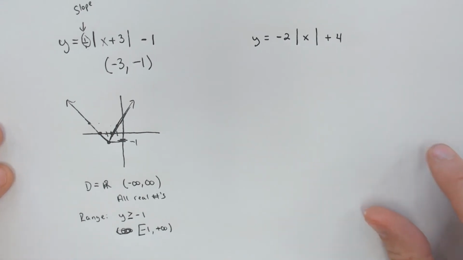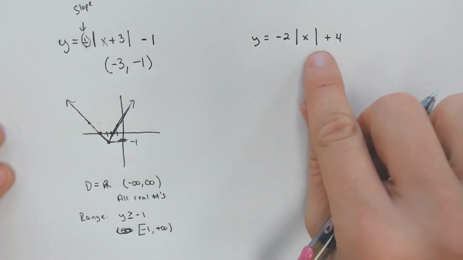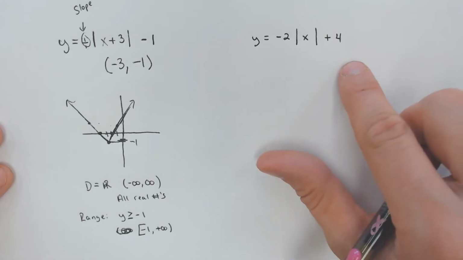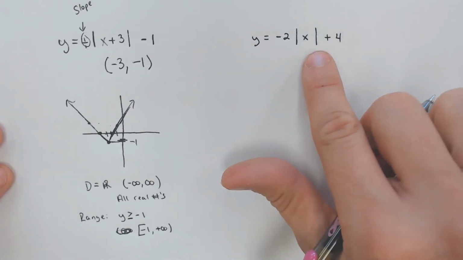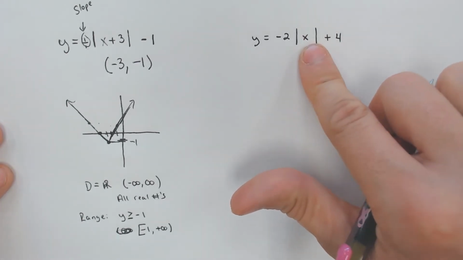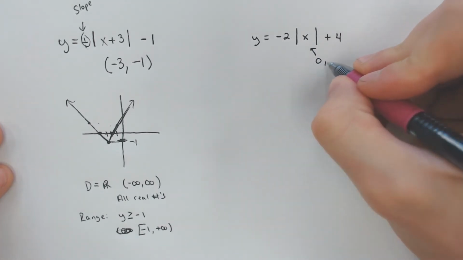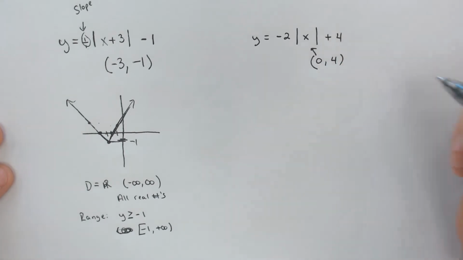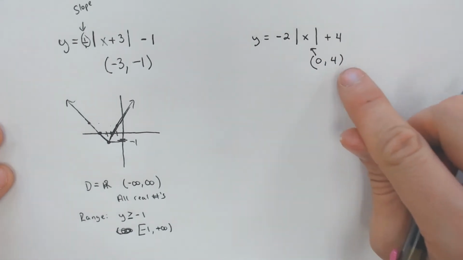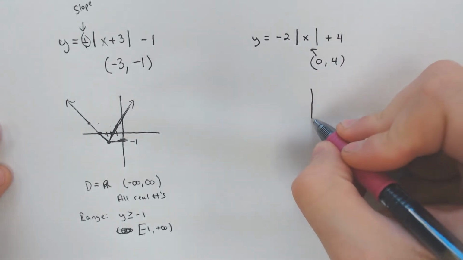So a lot of thing that makes students nervous is what if there's nothing to change, or what if there's nothing to keep? Well, if there's nothing there, it's 0. So there's nothing to change, and there is something to keep, so this is going to be 0, positive 4. It's not going left or right by anything, but it is going up by 4. So we're going to graph that.